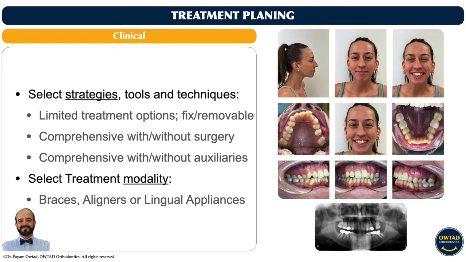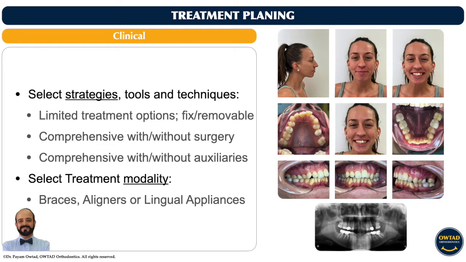Okay, I'm looking at this case. I'm looking at her. I need to do a comprehensive for sure. I can see it's in that yellow zone area. It's going to be comprehensive, so definitely not limited. Do I need surgery or not? I don't see any major discrepancies, the skeletal, AP, none of that needs surgical. So then it's going to be non-surgical. It's a comprehensive without surgery.